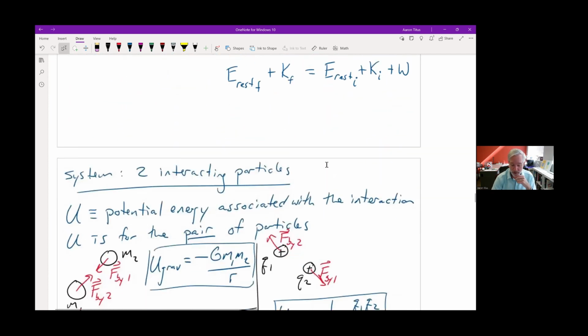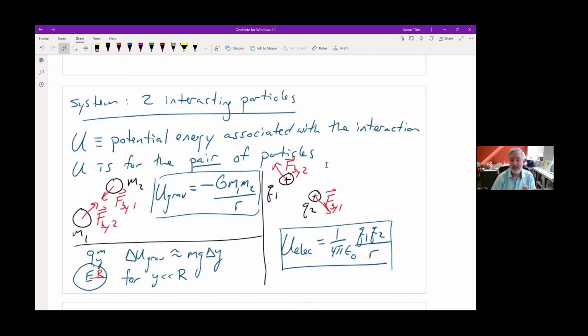So when you get to two interacting particles, that is a pair of particles, we can look at a gravitational interaction or an electric interaction. That energy associated with the interaction is what we call potential energy.